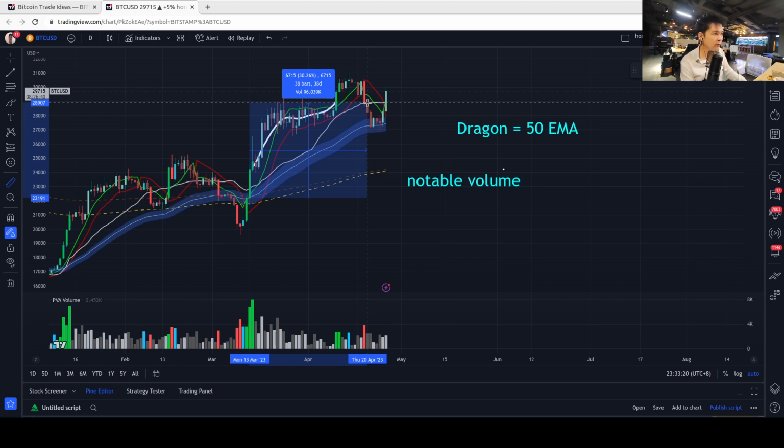So the next day you waited, and here is how the next day started. If you had closed at that time, you would have made 30% profit, because price went all the way up from 22K to 28.9K. So that's one way.